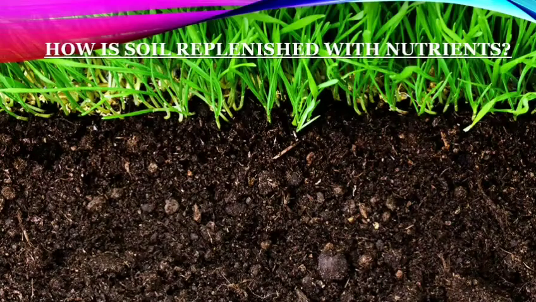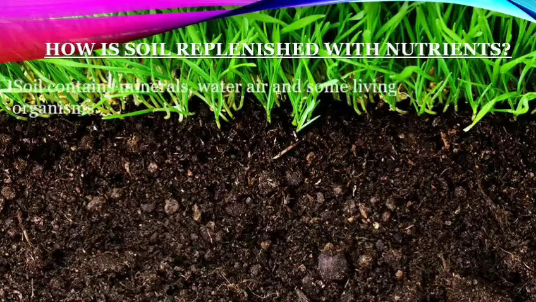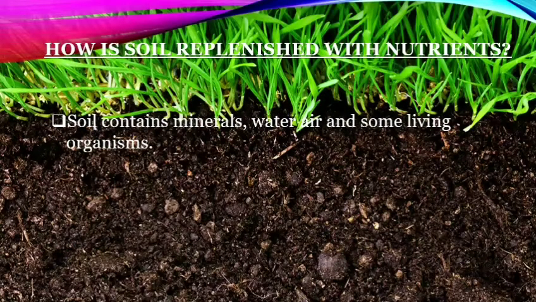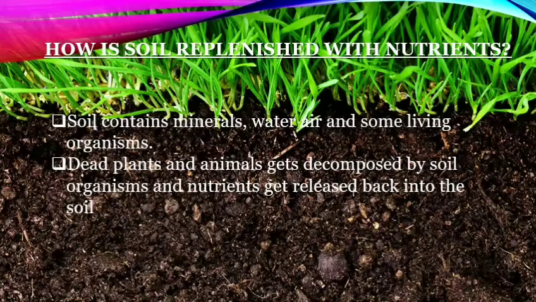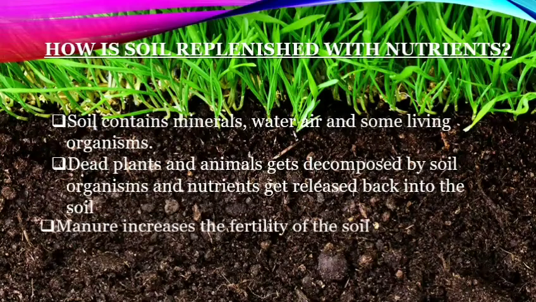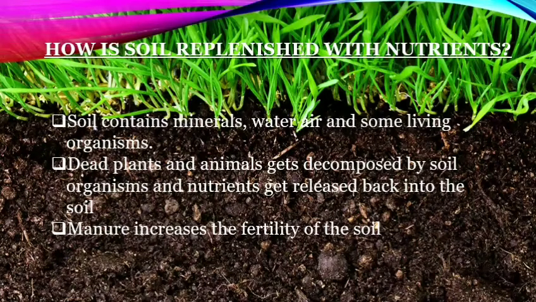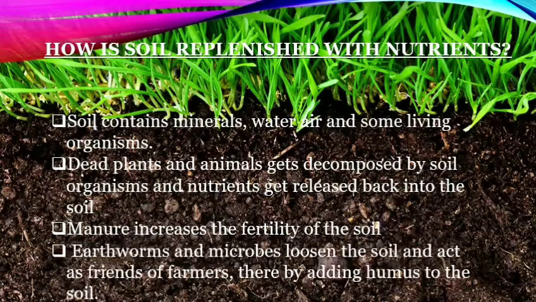How is soil replenished with nutrients? Soil contains minerals, water, air, and some living organisms. Dead plants and animals get decomposed by soil organisms and nutrients get released back into the soil. Manure increases the fertility of the soil. Earthworms and microbes loosen the soil and act as friends of farmers, thereby adding humus to the soil. So we should conserve soil by using more biodegradable substances so that the soil will be replenished again with nutrients. As children, we should be aware of not putting non-biodegradable things into the soil to decompose.